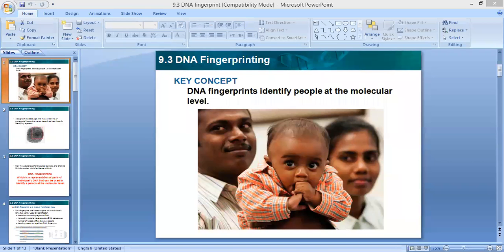So yesterday we started talking about DNA fingerprinting, and the key concept of our lesson is: DNA fingerprints identify people at the molecular level. You should know the meaning of this phrase, molecular level. Who can tell me what the meaning of molecular level is?